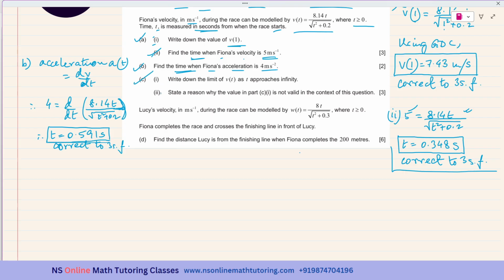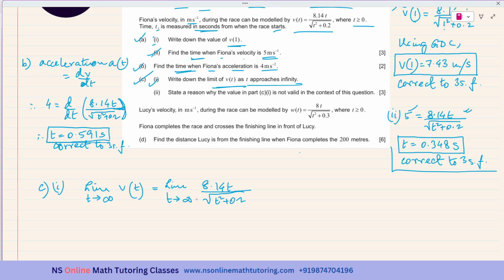Part C, it is having two further subparts. The subpart I, the first one: write down the limit of v of t as t approaches infinity. So C I: limit t tends to infinity, v of t is equal to limit t tends to infinity 8.14 t over square root of t square plus 0.2.